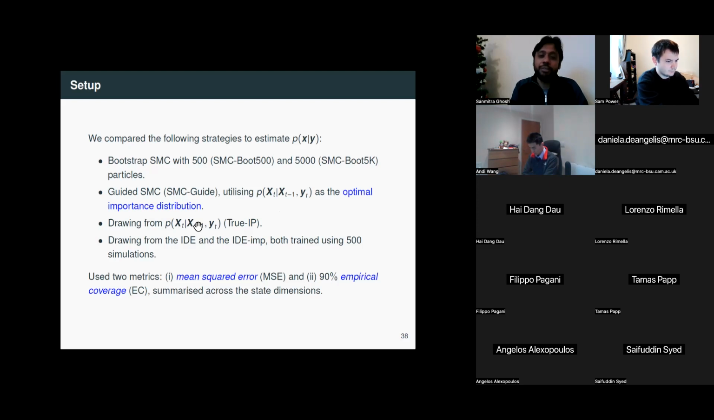Then why not just draw from this? Forget everything, I know this is tractable. Draw from this, because at the end of the day, ID is going to mimic this thing's behavior. So let's see how they compare. And finally, ID importance sampling should mimic the behavior of the SMC, because hopefully they would be closer to the true distribution. I've used two metrics, which are generally used for this type of study because I think all of the results should be close. One is the model fit, which is the MSE of the actual hidden states, and the other is the empirical coverage. I've summarized these values across the state dimension to get one single number, following some more recent work on this type of thing.